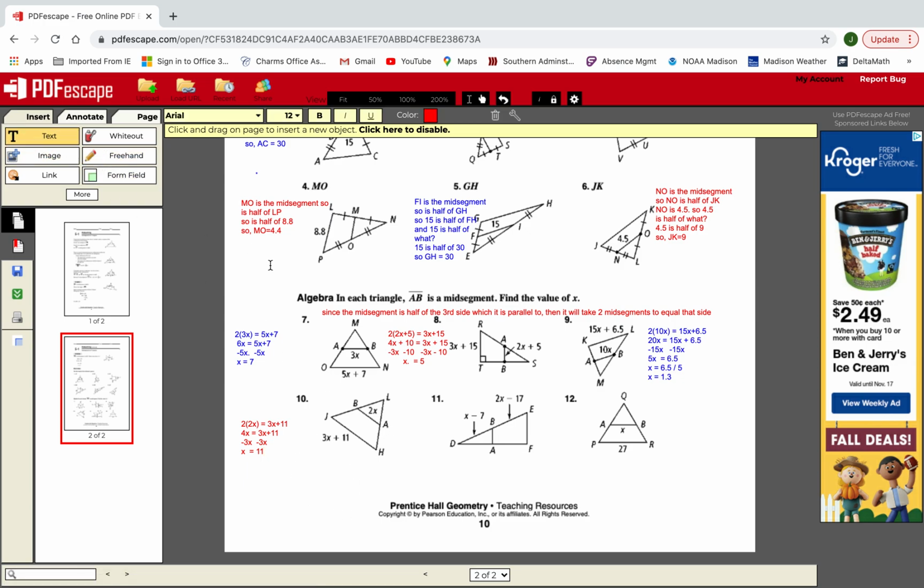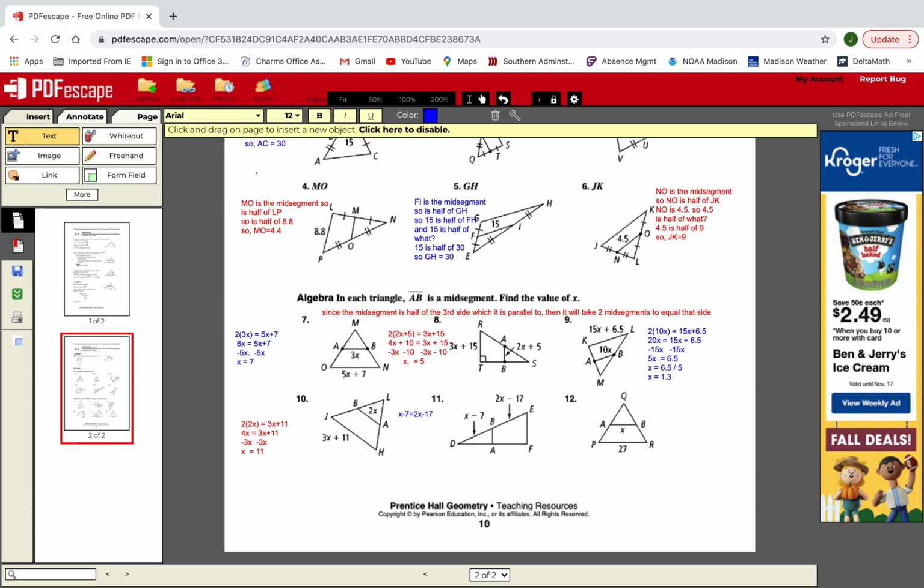2 more. Switching back to blue for number 11. Number 11, this one does not show the midsegment length or the side across from it, but it does show the length of the 2 pieces that midpoint cut. So since AB is the midsegment, that means B is a midpoint, which means x minus 7 must equal 2x minus 17. So I've got x minus 7 equals 2x minus 17.